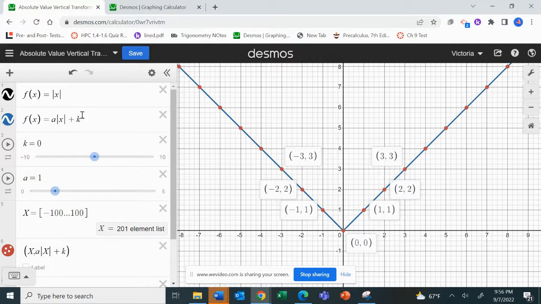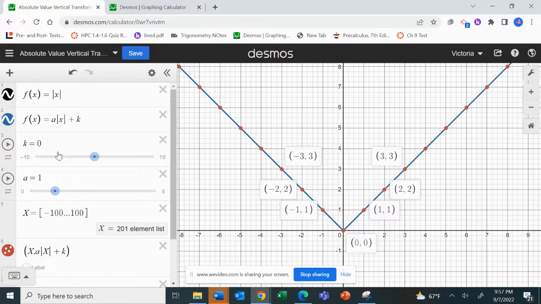So I've got this k value right here, and the k can represent any number. And then right here, I have something called a slider. Right now, k is 0. So there's nothing happening here. I also have an a value. My a value currently is 1. And if I multiply 1 times anything, then it doesn't change the value. So adding 0 doesn't change it. Multiplying by 1 doesn't change it. So there's no transformations done.